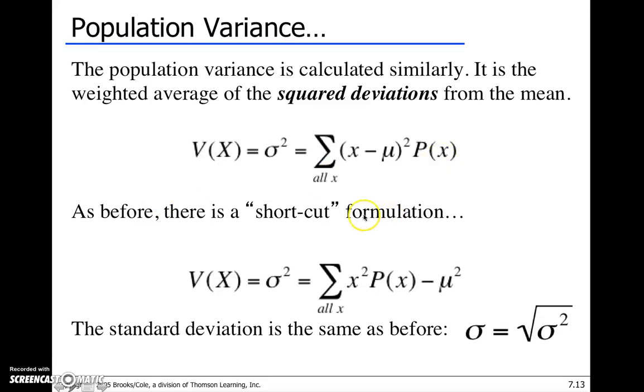The shortened form, the shortcut formulation, looks like this. V of x equals sigma squared, which is equal to the sum of x squared times p of x for all x, minus mu squared, minus the mean squared. So you would square each x value, multiply by the corresponding probability, sum all those products, then subtract the squared mu from that result. That gives you the variance, population variance. The square root of the variance simply gives you the standard deviation, as shown.